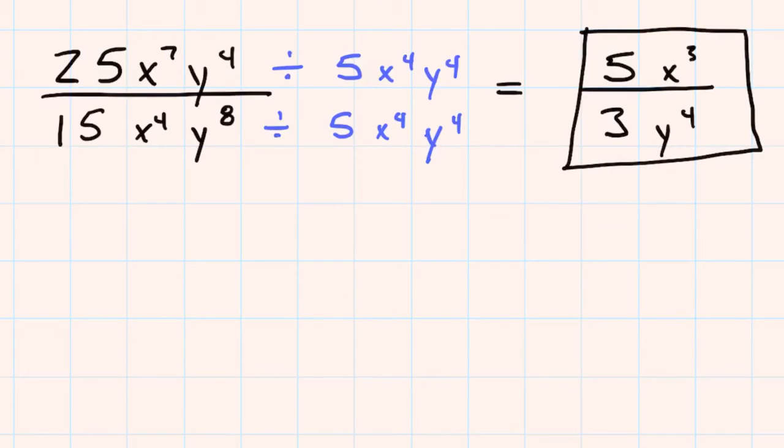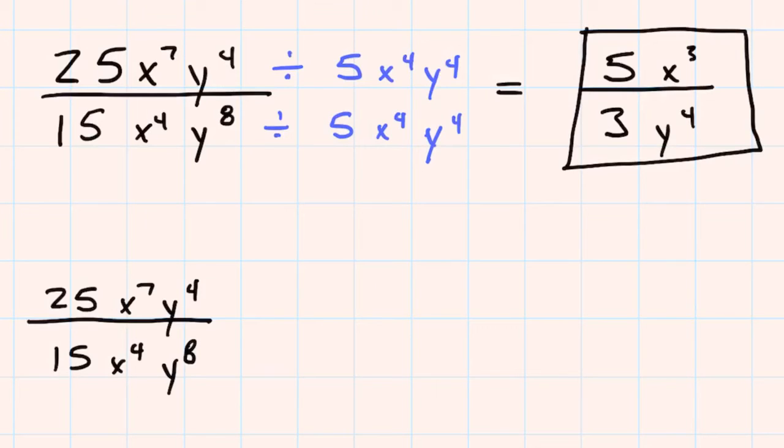The second method, which is probably the more common method, is that you just cancel out common factors. So I start with the 25 over 15. What goes into both? Well, 5. So 25 divided by 5 is 5, and I just cross off the 25 and write the 5 up above. 15 divided by 5 is 3, so I cross off the 15 and write 3 down below.